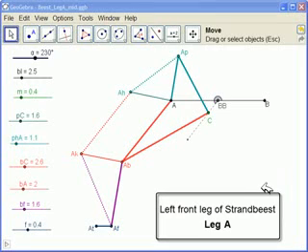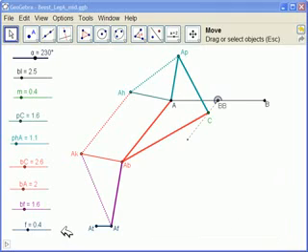This is again leg A of the Strandbeest. What we want to do in this short YouTube video is explain the relationship between these values here and the lengths of the lines here, and then also some of the relationships, whether they're perpendicular or parallel lines. So let's look at that.